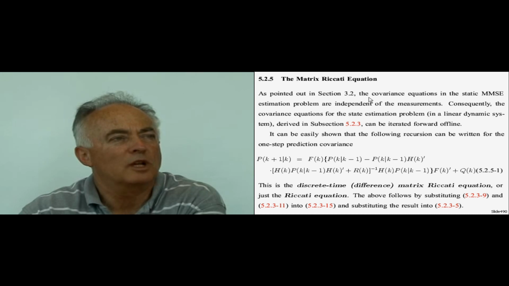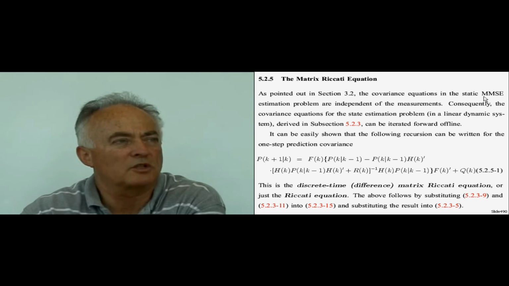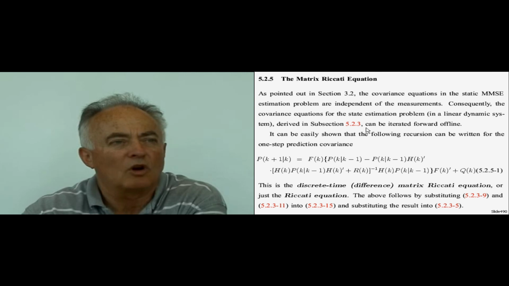First, I would like to mention that the covariance equation for the static minimum mean square error estimation problem is independent of the measurements. Consequently, the covariance equations for the state estimation problem in a linear dynamic system, as we derived before, are also data independent and can be iterated forward offline. We can write the following recursion for the one-step prediction covariance P(k+1|k) in terms of P(k|k-1).